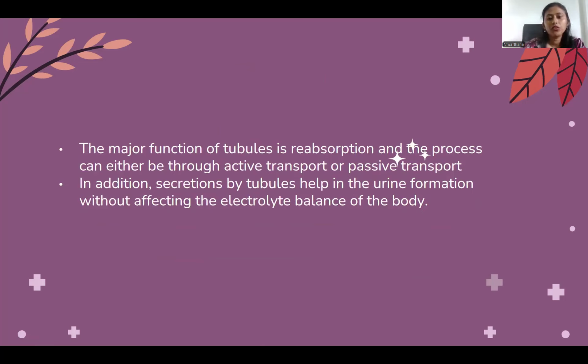The main function of the tubule is reabsorption, and this process can be either active or passive transport. In addition, secretion by the tubules helps in urine formation, and urine formation happens without affecting the electrolyte balance of the body. So it helps to maintain homeostasis.